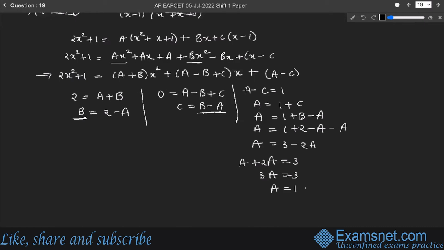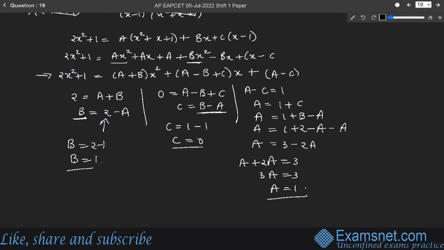Now we have the value for a. Let us put the value of a here. So b will be equal to 2 minus 1. So b will be equal to 1. Now we have both the values for a and b. So let us put it here. C will be equal to 1 minus 1. So c will be equal to 0. Therefore a is equal to 1, b is equal to 1 and c is equal to 0.